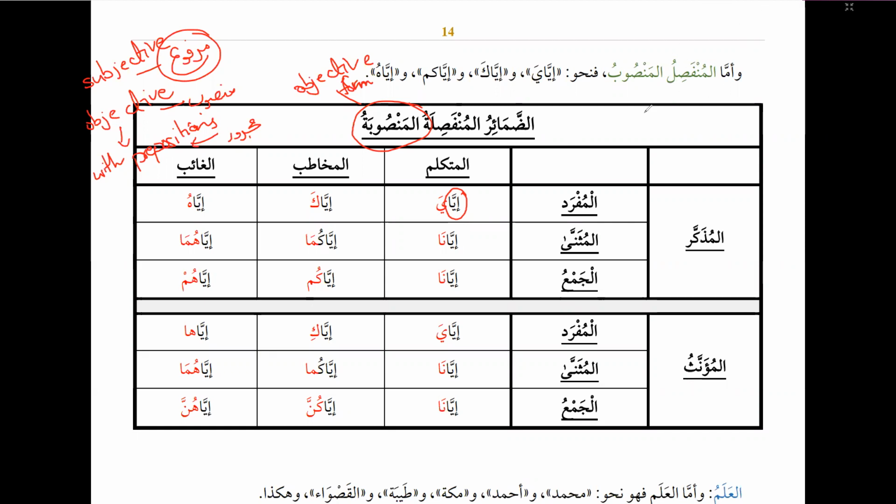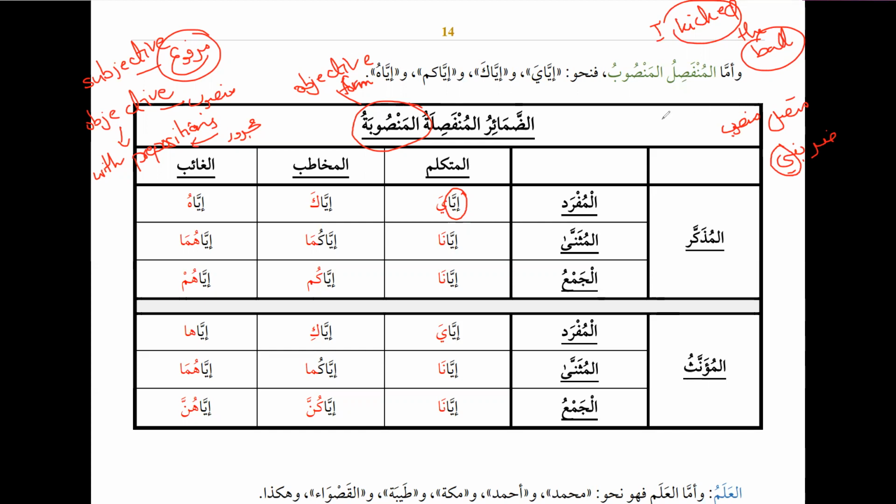For example, with verbs, if you want to mention the object, like I kicked the ball. Now the object is mentioned after the verb, right? The verb was mentioned first, the object was mentioned second. So if you want to mention the object after the verb, you will use ضمير متصل منصوب. So you're going to say ضربني. This is متصل, attached.